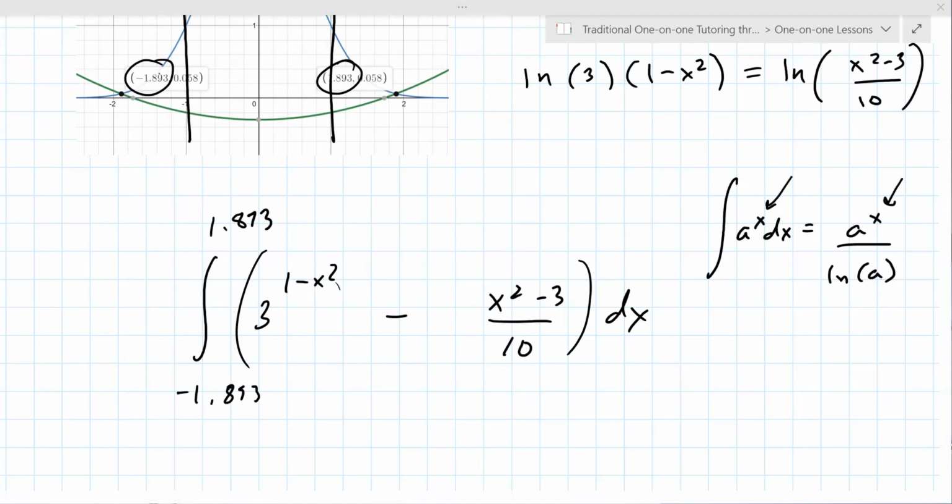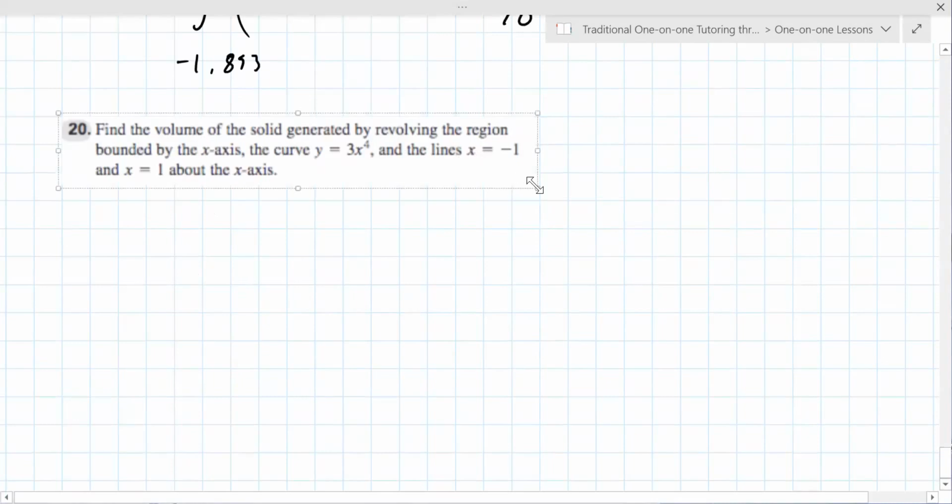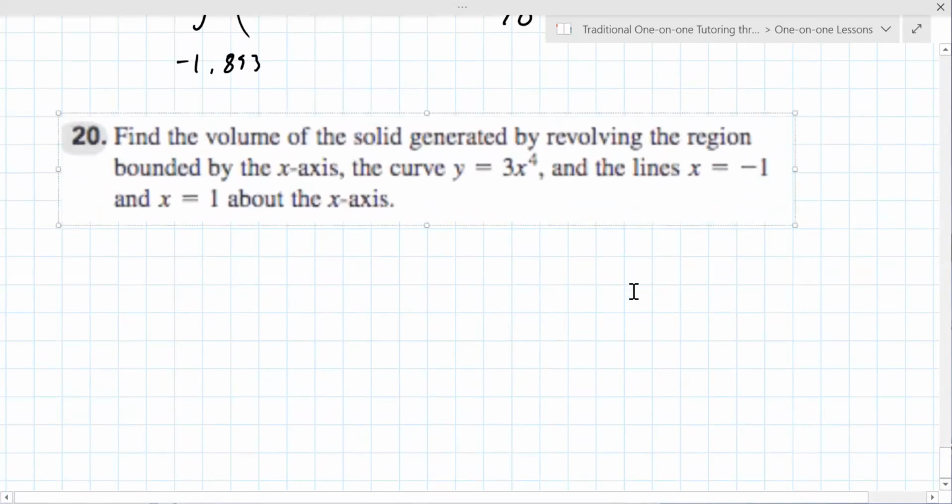Okay, I'm going to move to 20, which is a volume problem. Find the volume of the solid by revolving the region bounded by the x-axis, the curve y equals 3x to the fourth, and the lines x equals -1 and x equals 1 about the x-axis.